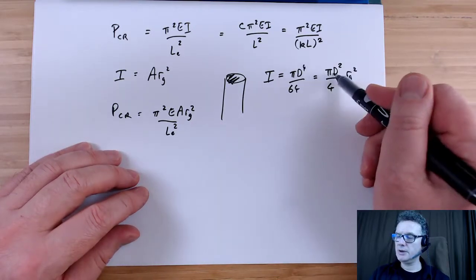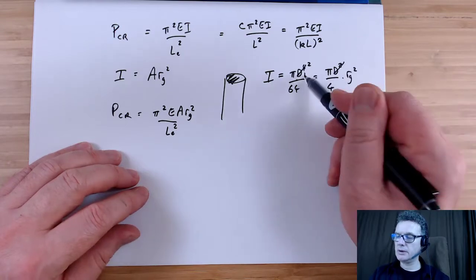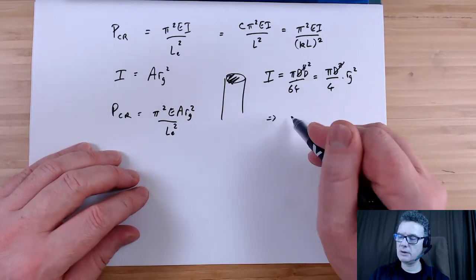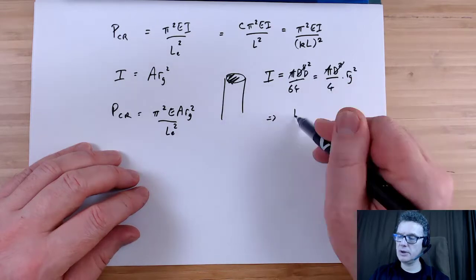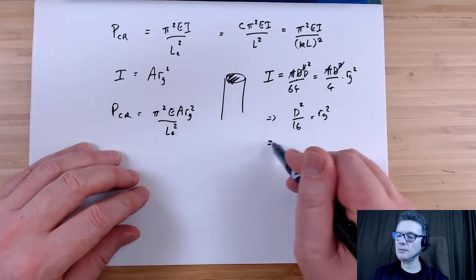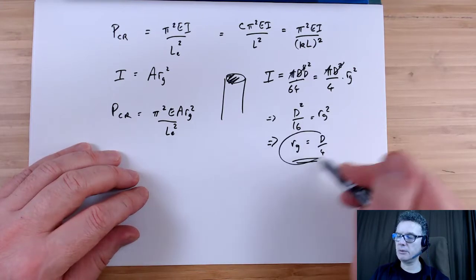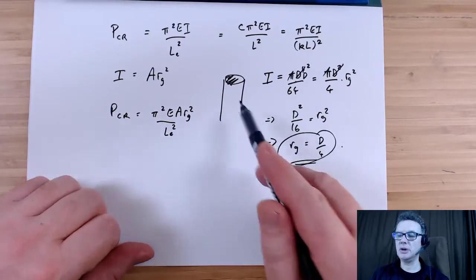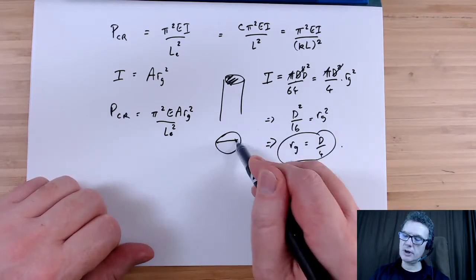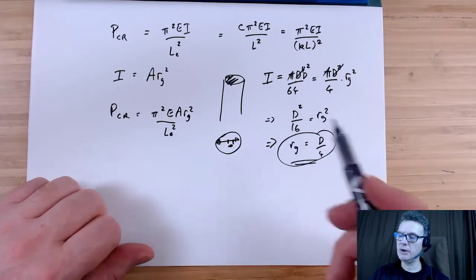So we can see that the D to the 4 is going to become a D squared by cancelling out, and 4 into 64 goes 16. The pi's will cancel. So we end up with D squared over 16 equals Rg squared. So Rg equals D over 4. This is just going to be the case for a circular column being squashed. If I was looking from above, we've got the diameter here, and then we've got our Rg, which is going to be a quarter of the diameter. So it's this sort of length.